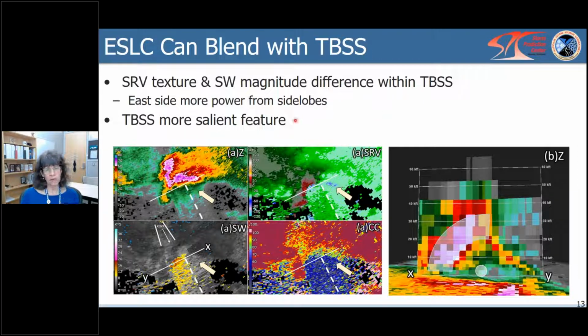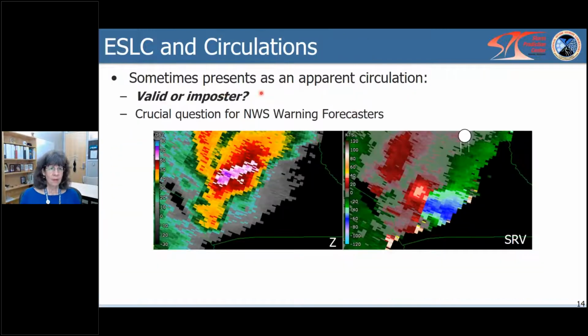We are not suggesting that this is something you would be needing to understand during warning operations. The TVSS is more salient with respect to the presence of large hail. So let's get down to what really matters here, ESLC and circulations. You've got an apparent circulation. Is it valid or is it an imposter?